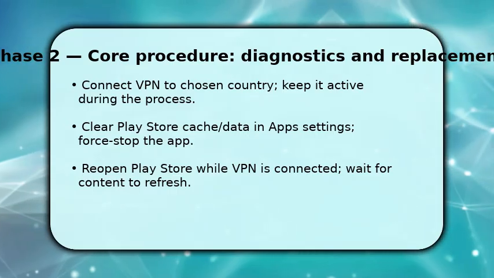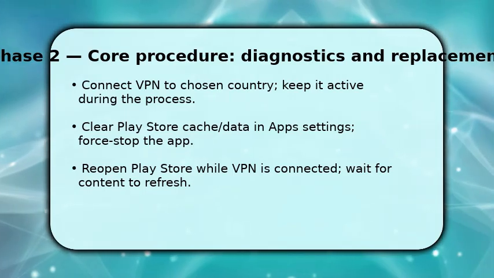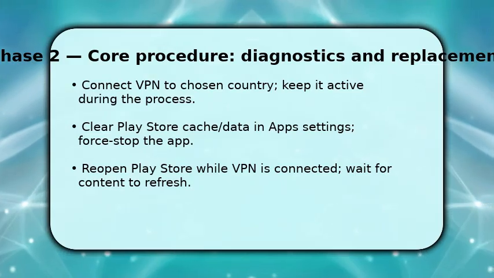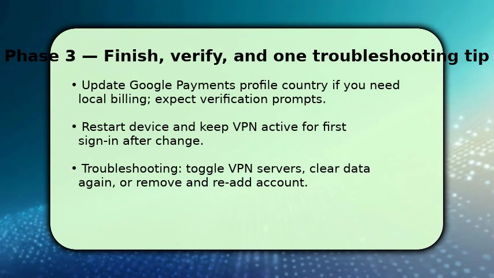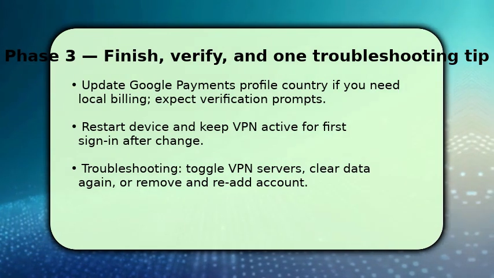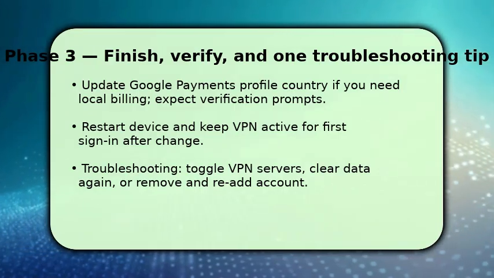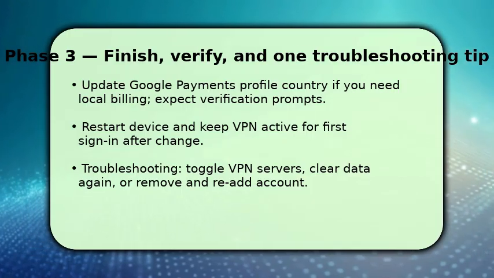If apps or pricing still show the old region, make sure the VPN IP truly resolves to the new country and try again. To finish, update your Google Payments profile country if you plan to buy apps. Google may require a local payment method and verification, so follow prompts carefully. Then restart your device and sign into Play Store with the VPN active for the initial refresh. Make sure listings and regional apps appear as expected.